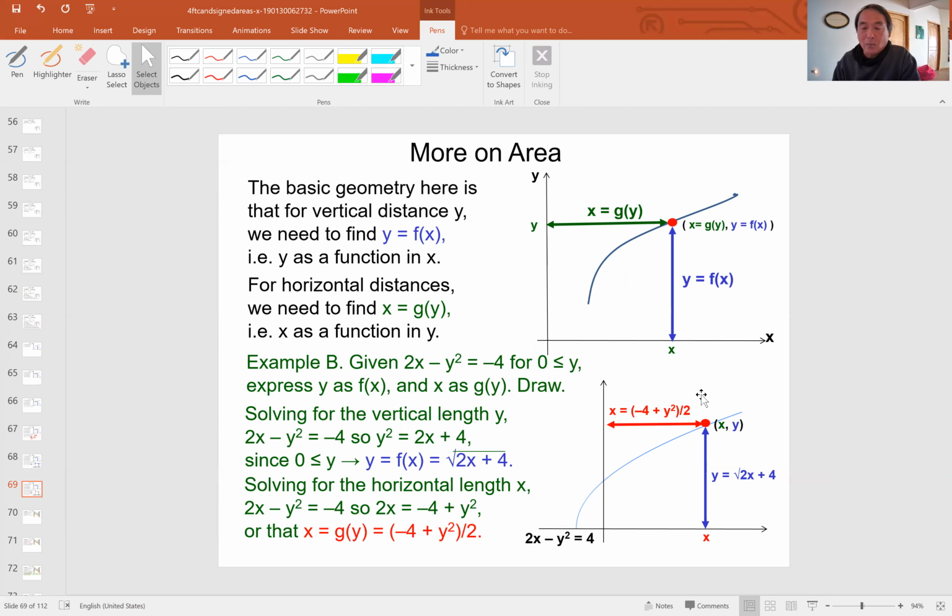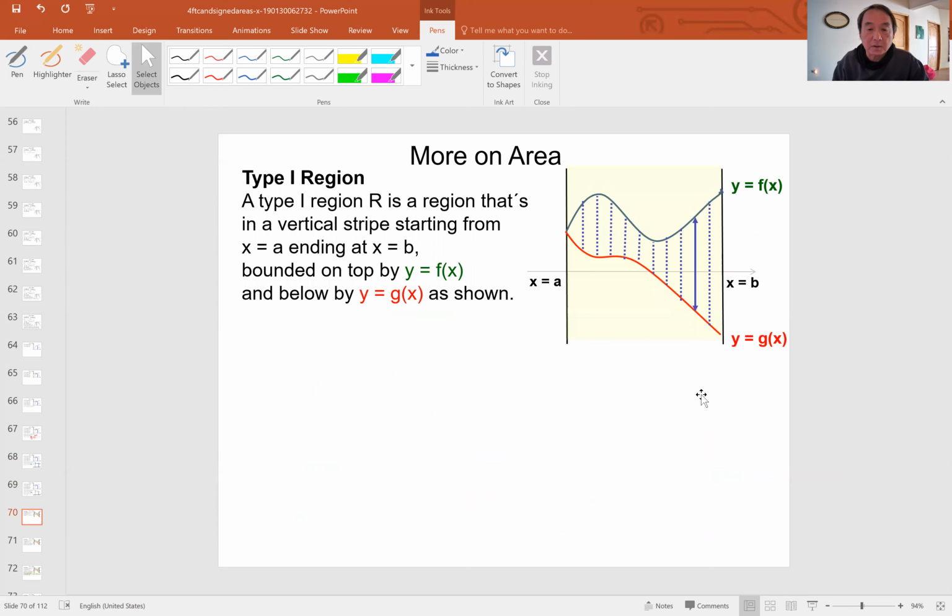And why are we doing this? Because now we're going to keep track of type 1 and type 2. Type 1 concerns vertical distance. That is easy. So here's the type 1 region.